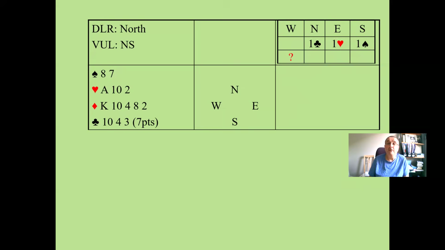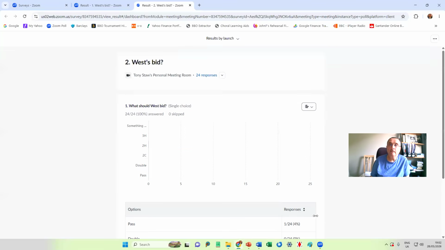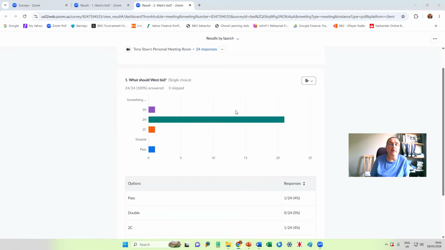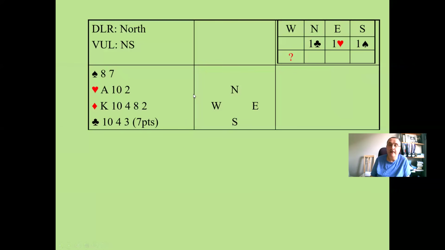How about this one? Here it's gone one club. Again, your partner's overcalled a heart, and South has bid a spade. And I've got the next poll. What do you think West should bid on this one? And most of you have gone for two hearts, with a few votes for three hearts, two clubs, and one person passing. And yes, I agree.